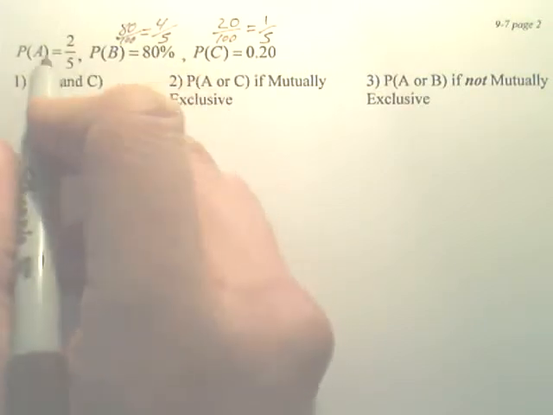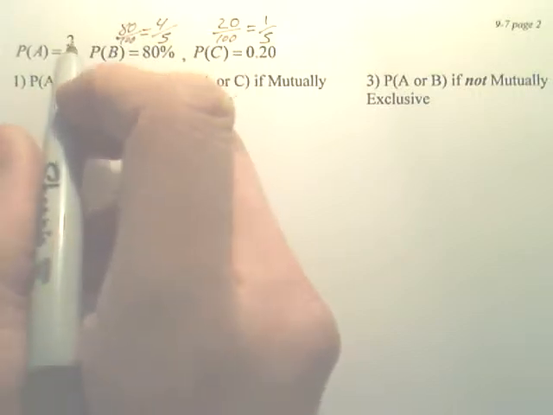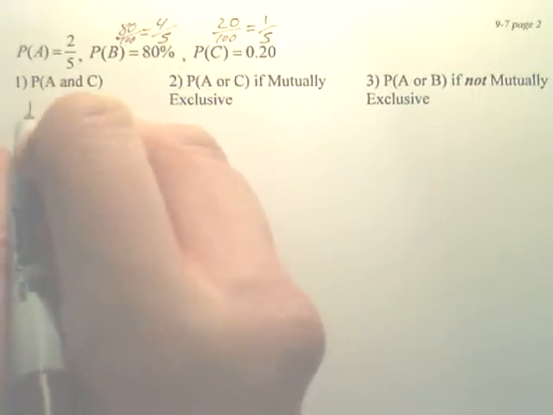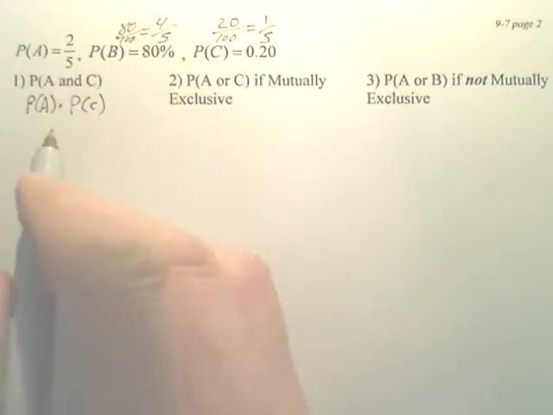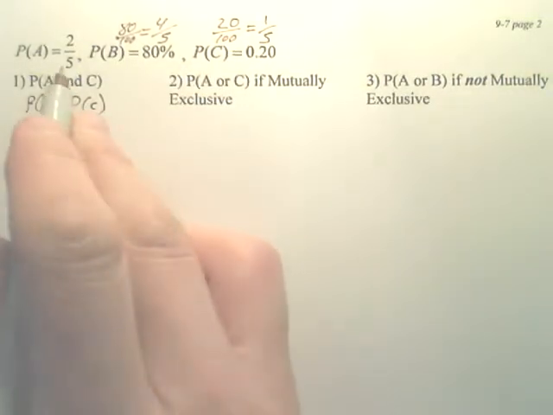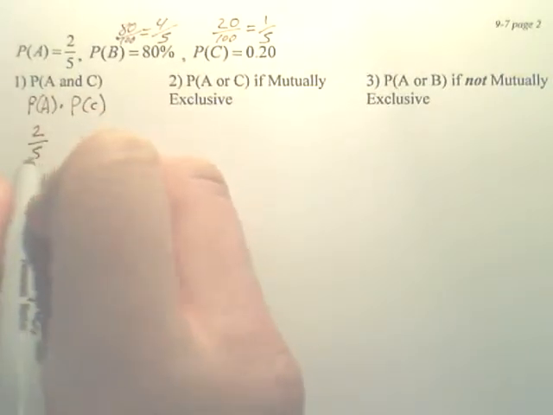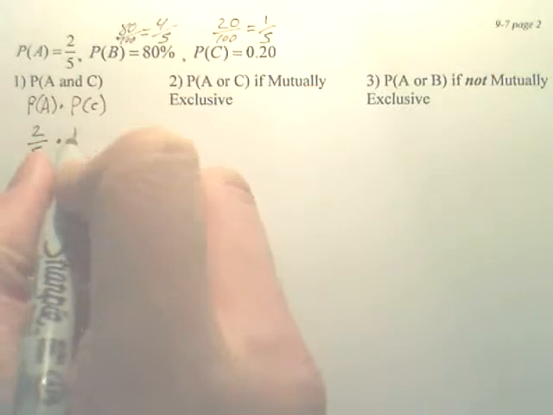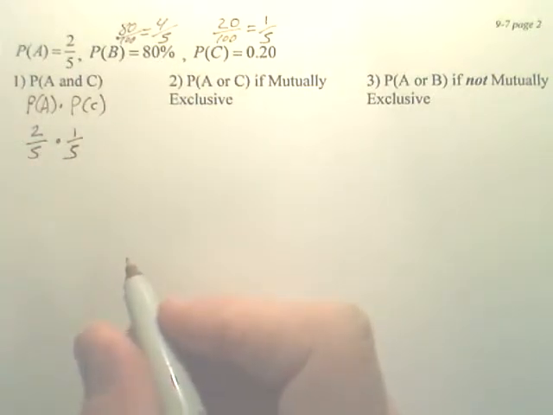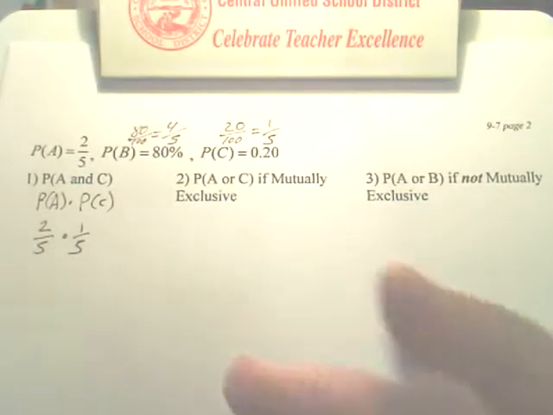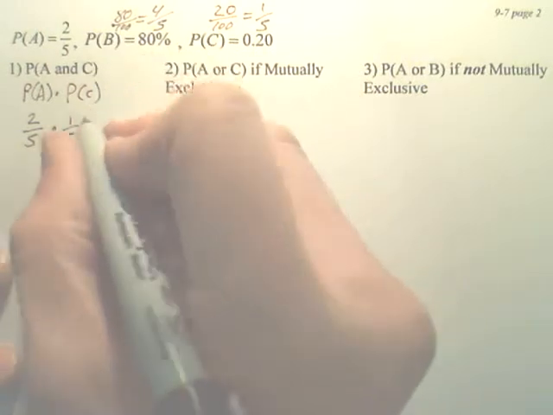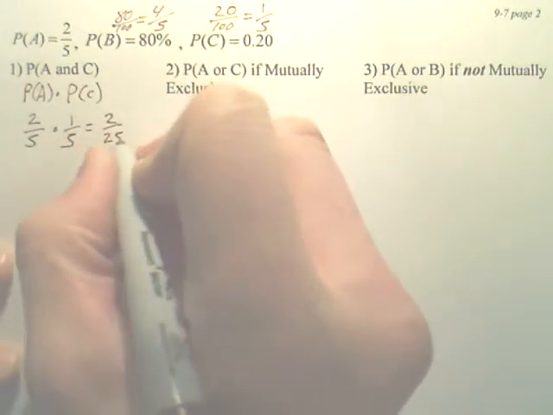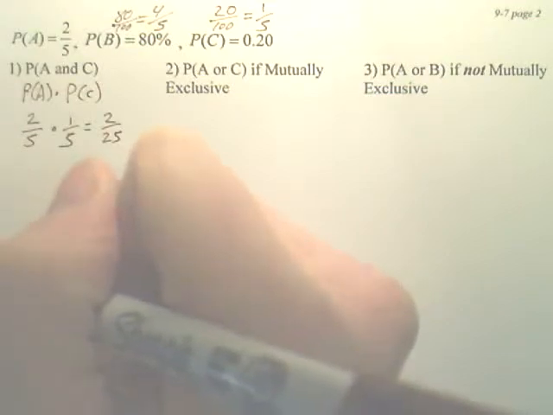Because, for instance, probability of A is what? 2 fifths. So do you understand this would be probability of A times probability of C, according to your notes? Do you understand and means multiply? Isn't A 2 fifths? And isn't C 1 fifth? So wouldn't you just simply multiply these two? When you multiply these two, what do you get? 2 25ths.